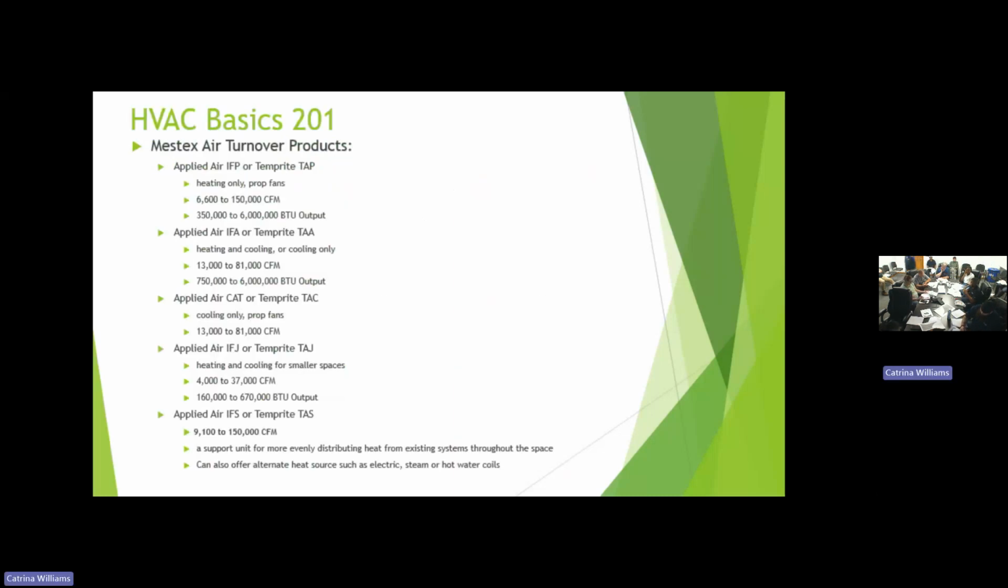So here's some of the products we offer here. IFT, heating oil. Use the axial prop fans. We go from 6,600 to 150,000 CFM. That's the example I gave you for the weight of air. Up to 150,000, and that again goes up to 6 million BTU output. The IFA or TAA, heating and cooling or cooling only, 13,000 to 81,000 CFM, 750 to 6 million BTU output.